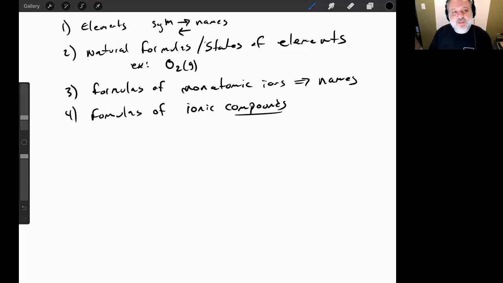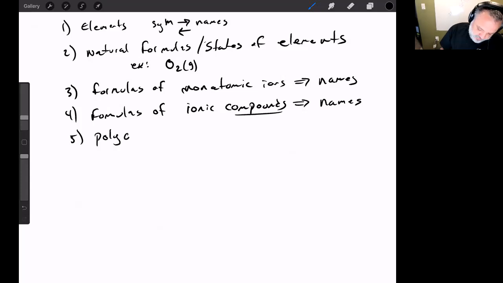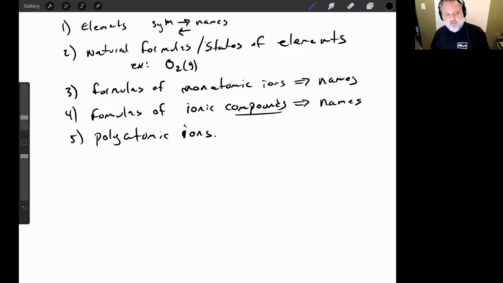Remember, compounds is a vocabulary word. It means 2 different types of elements. And we did their names. We just spent a long time talking about that. The next thing we're going to do is polyatomic ions. And what does polyatomic mean? More than 1 atom in an ion. So it's like a molecule that has a charge, is essentially what we're talking about. And so let's sort this out.